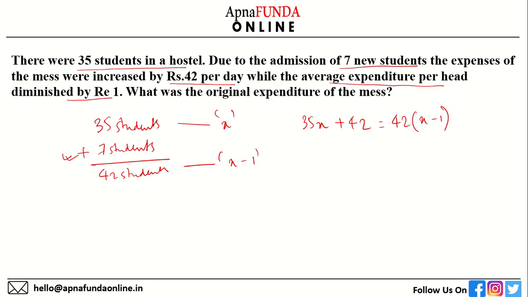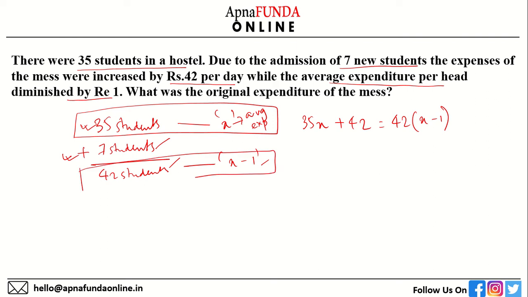I hope you are able to follow. I repeat, there are 35 students. I'm assuming x to be the average expenditure of the mess. Correct? Now, with the admission of 7 new students, there are now 42 students. The average expenditure has diminished by rupees 1. So what we are concerned with is this expression and this expression. From there we get the total expenditure.